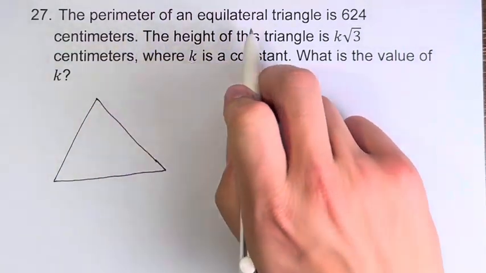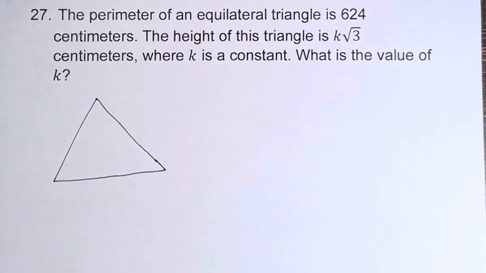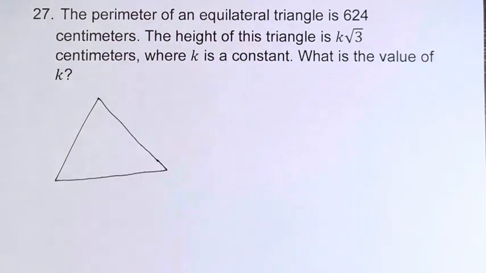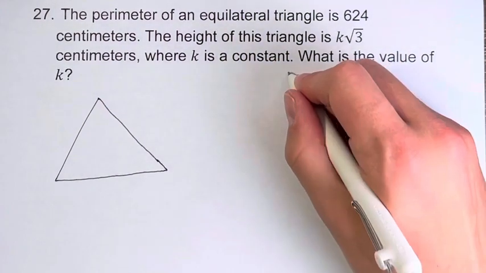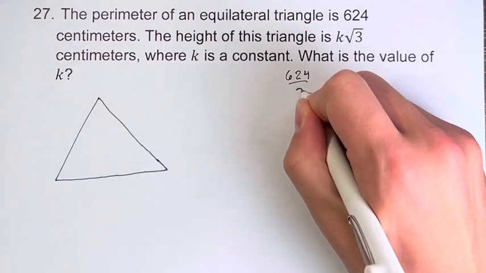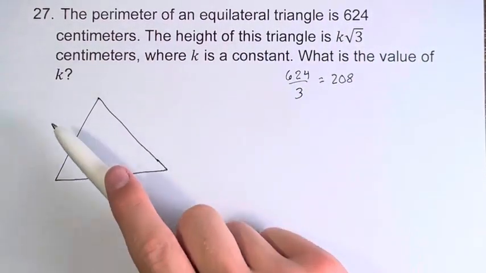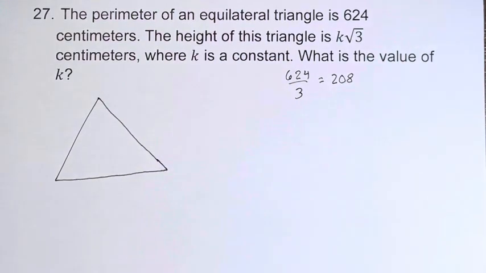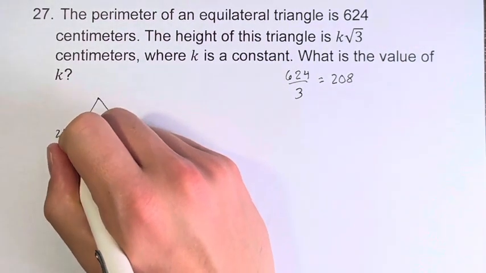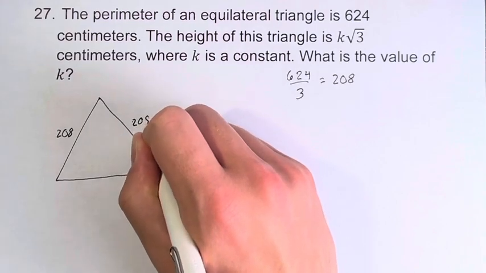We know that the perimeter of this triangle is 624 centimeters. What does that mean for the actual sides? Well, in an equilateral triangle, all the sides are the same. So if we divide 624 by 3, we get 208. And that means we have 208 centimeters for each side. So we can just write this in before we continue.